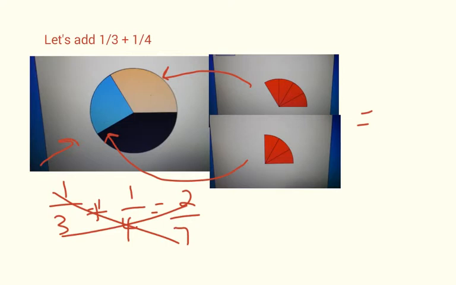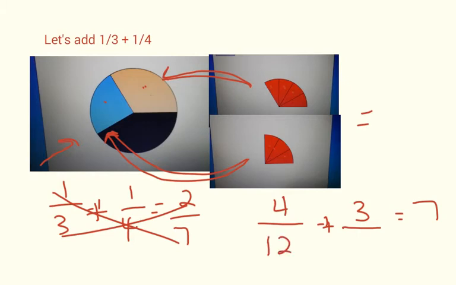I can do that by once again splitting them into the reds or the 12ths. I can see that 4 of those red pieces fit into my 1/3 piece, and 3 of those red pieces fit into my 1/4 piece. So what I can say is 4 and 3 is going to give me 7. And I know that 12 of those total pieces fit in, so my denominator, or my total number of pieces, would be 12, or 7/12.